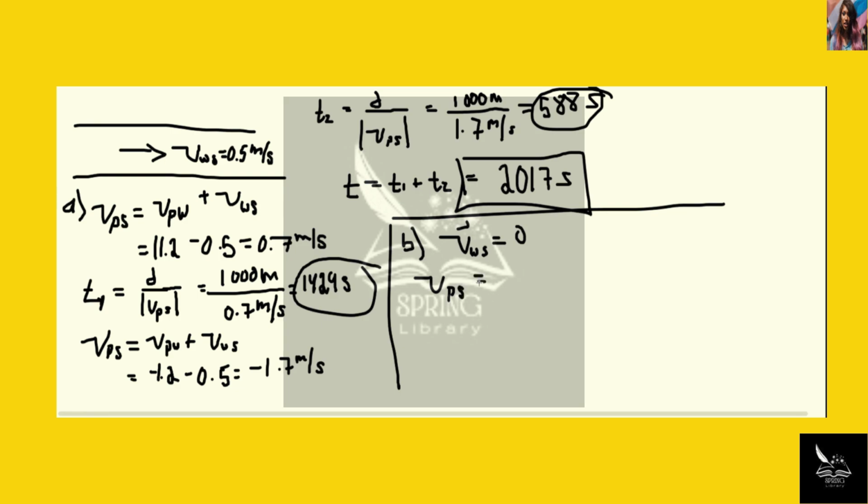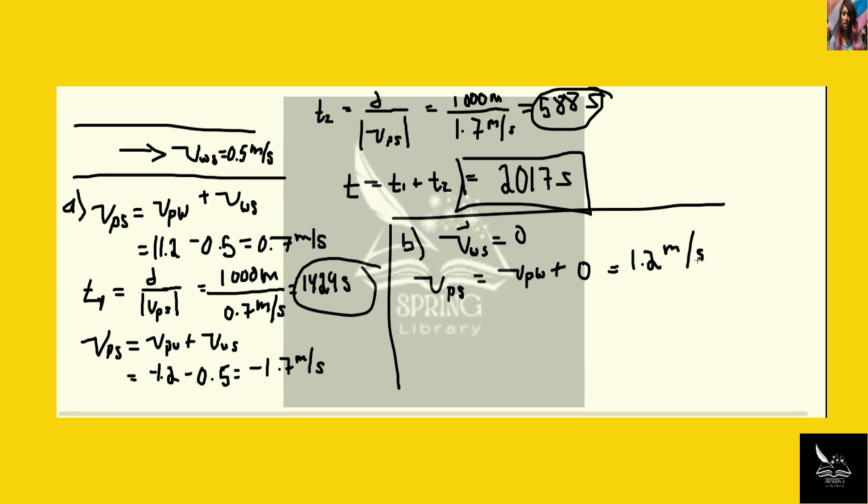But then this would be equal to the velocity of the person relative to the water plus the velocity of the water relative to the shore, but that's 0 as we just found. So you set that equal to 0 there, and this is equal to 1.2 meters per second.